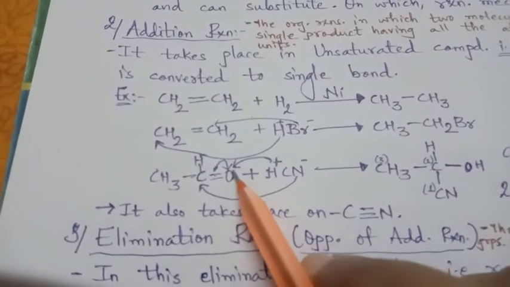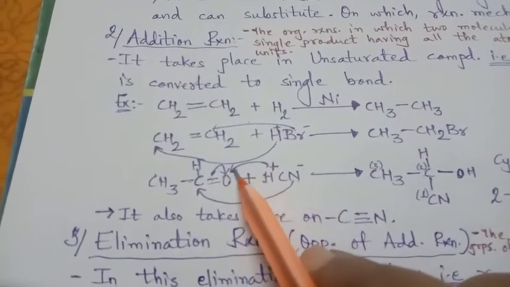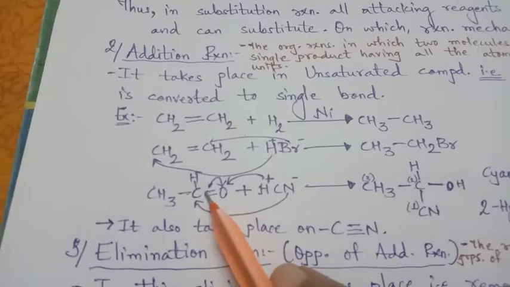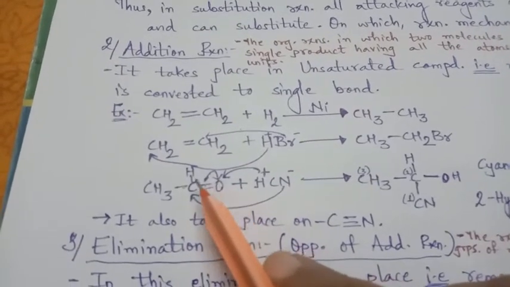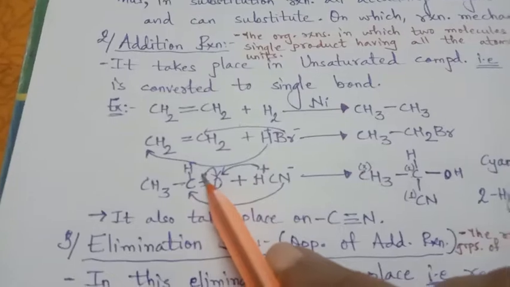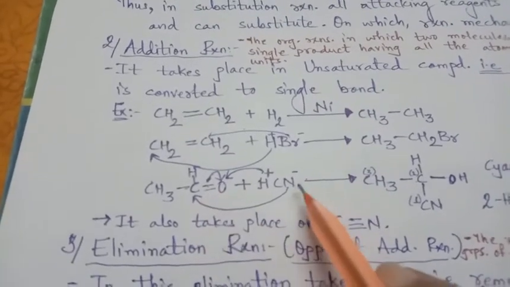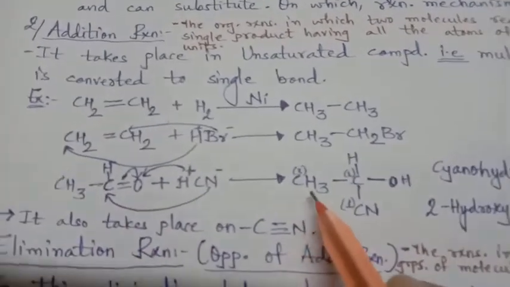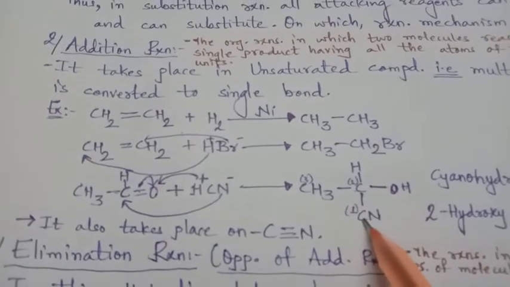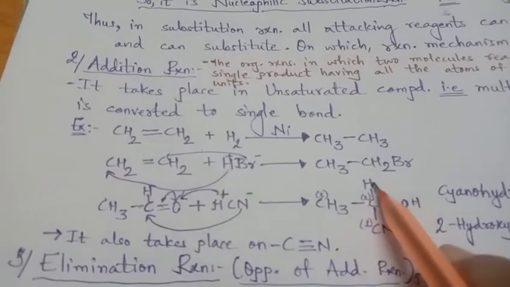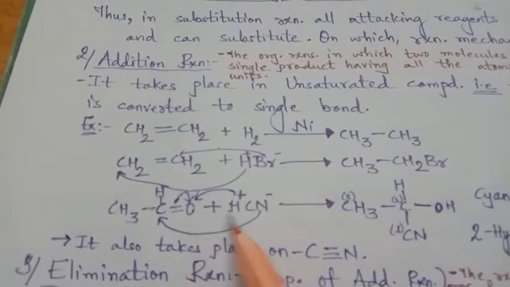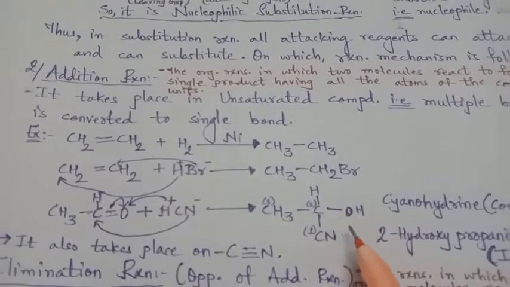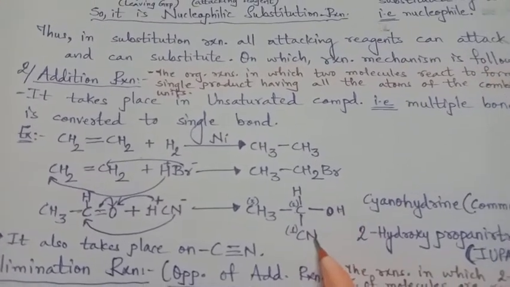As soon as it acquires a negative charge, positive hydrogen will attack it. So it will get OH, and this carbon, when both electrons are taken by oxygen, will have a positive charge. So the CN with negative charge will attack the carbon. And so we will get CH3CH(OH)CN, with the hydrogen as it is. So here OH and CN are added, and the double bond is now a single bond. Addition of OH and cyanide takes place here.